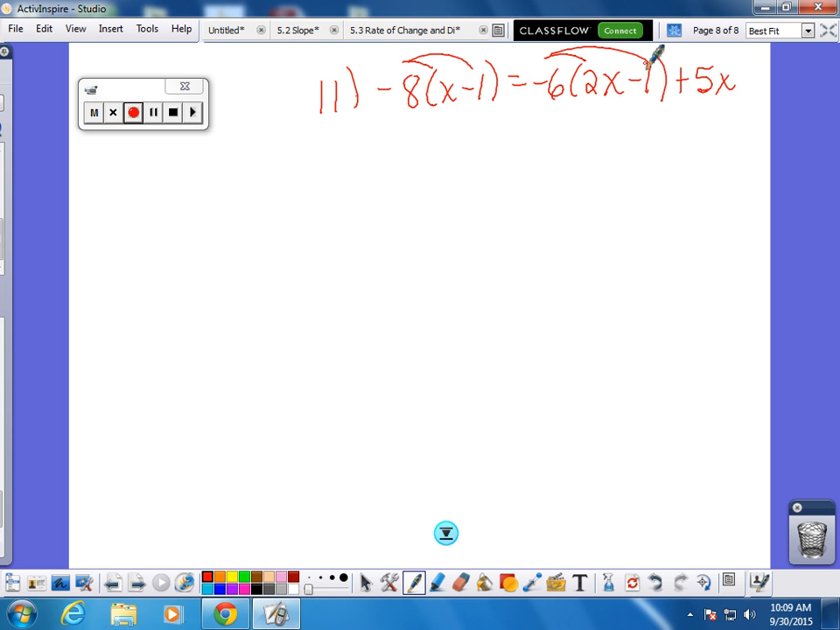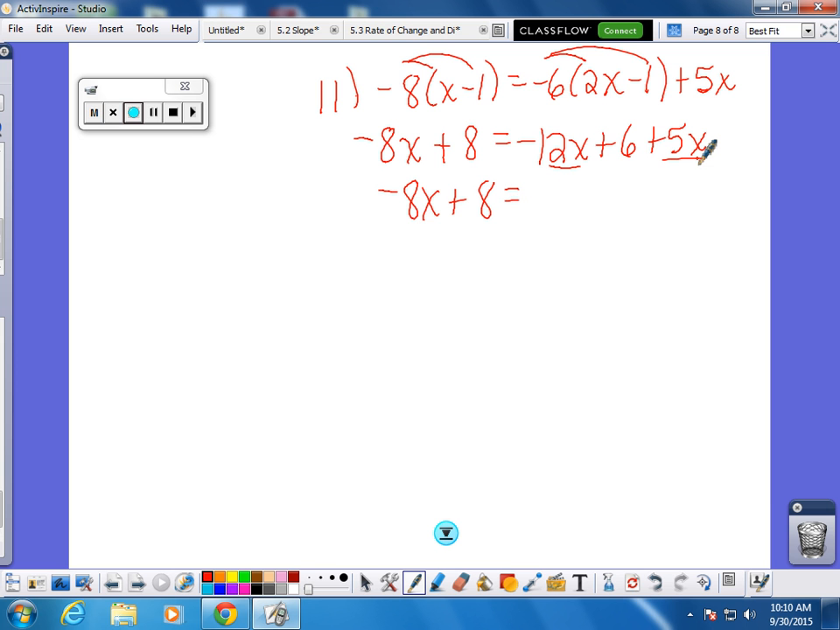Man, it's rough having two distributive properties, right? So negative 8x, and here's a good place to miss it. A negative times a negative is actually a positive. Different signs gives me negative, but like signs gives me positive. So I'm finished with the distributive property. I've removed parentheses, but now I've got to combine some like terms.